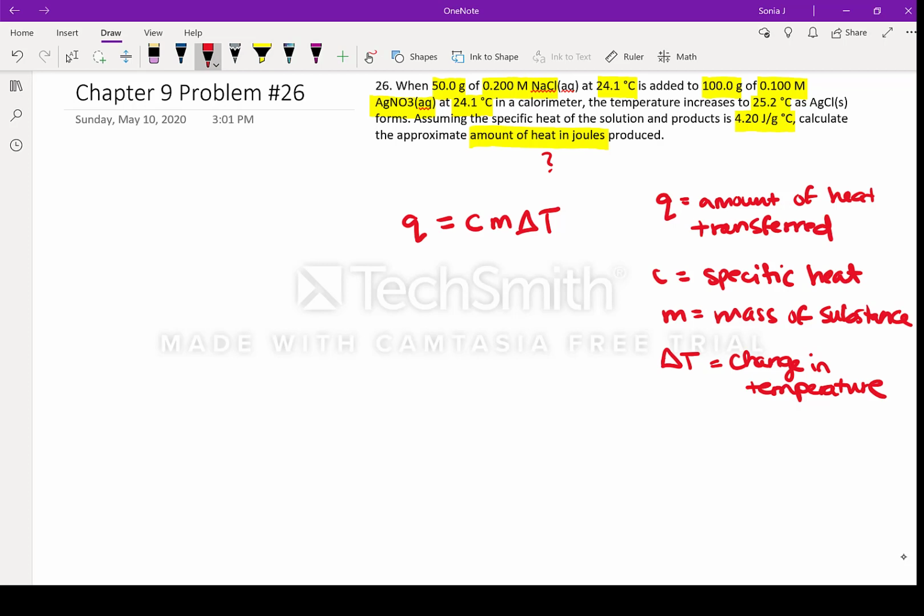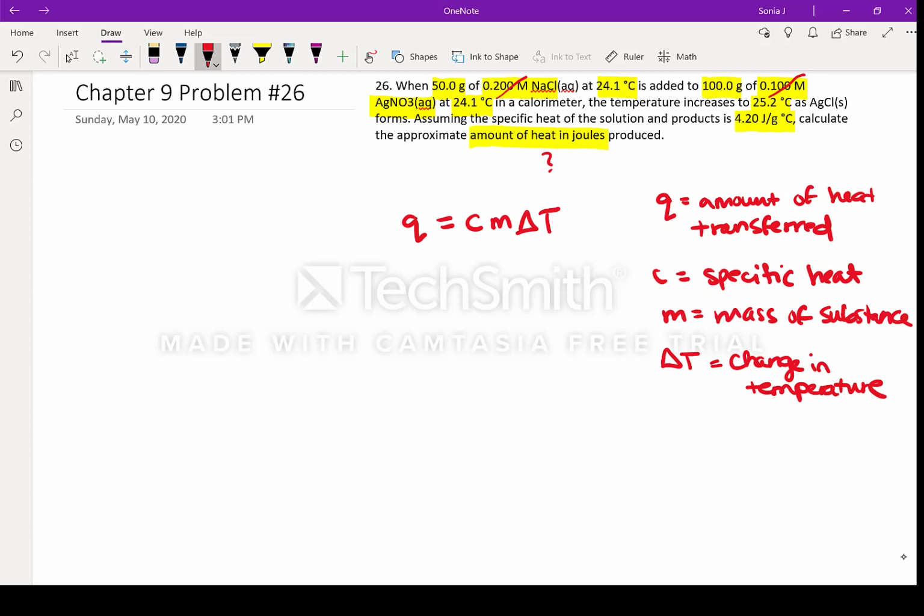So now that we have that information, we can look back at the question and see that molarity was given to us kind of for no reason. We actually won't need that to figure out our amount of heat in joules, so we can cross that part out. So we know not to worry about using that.